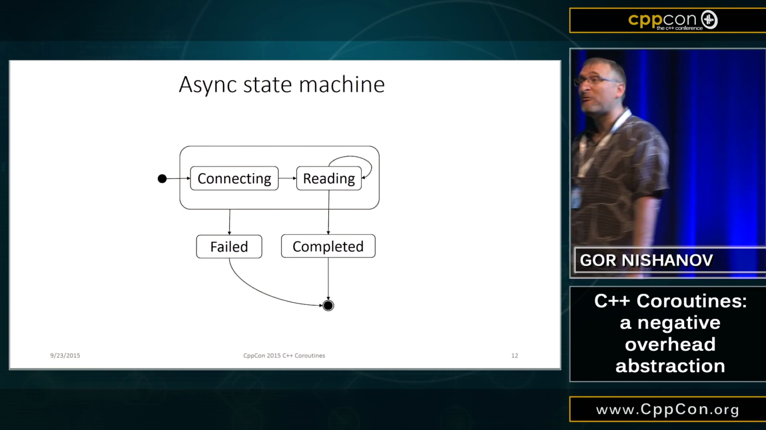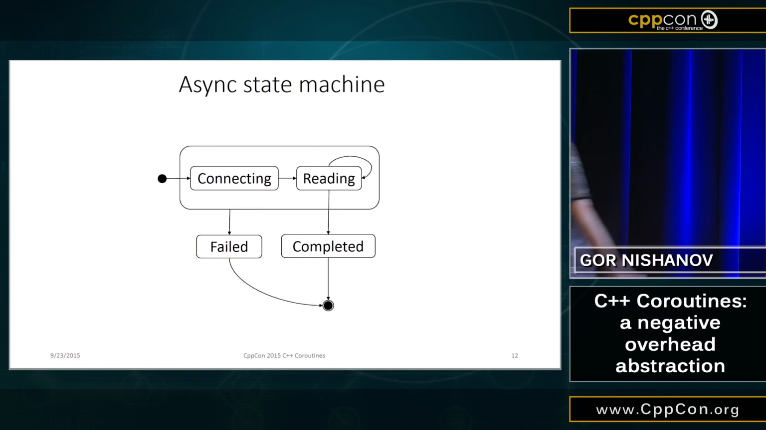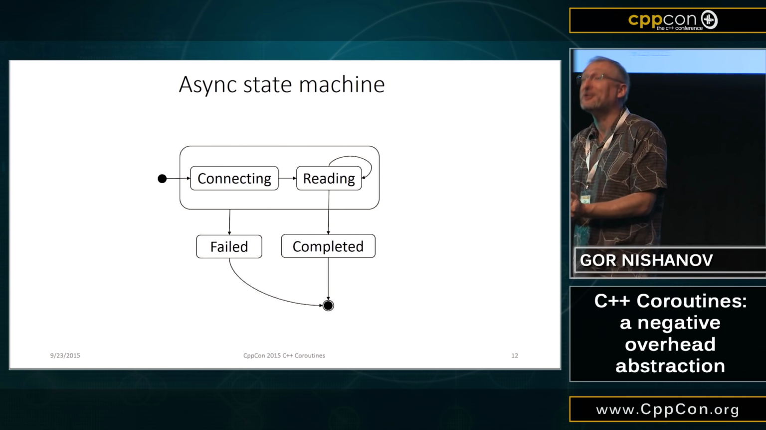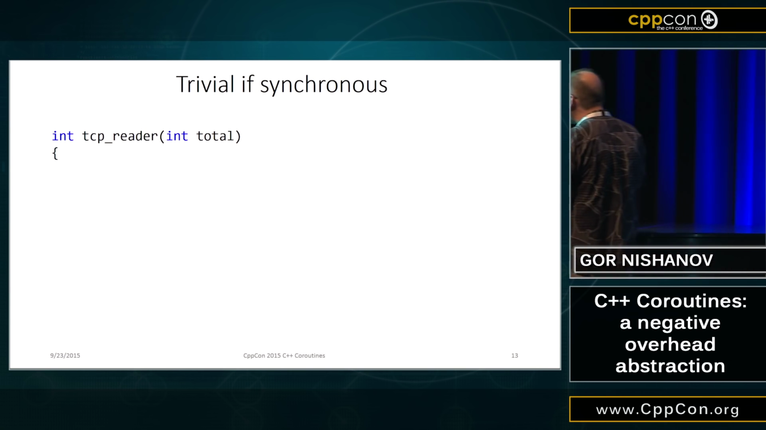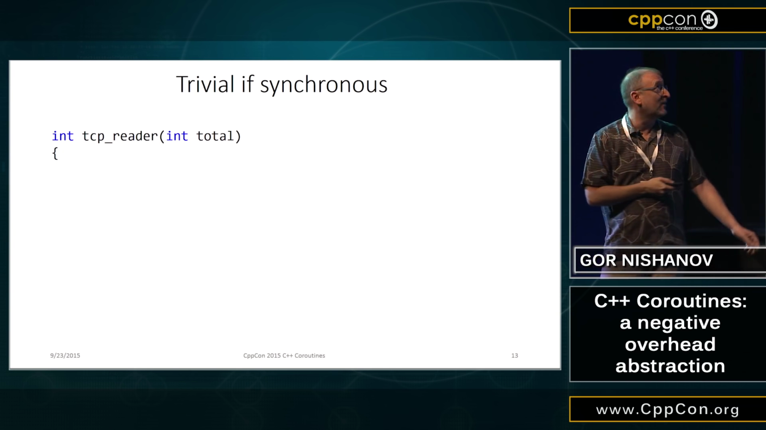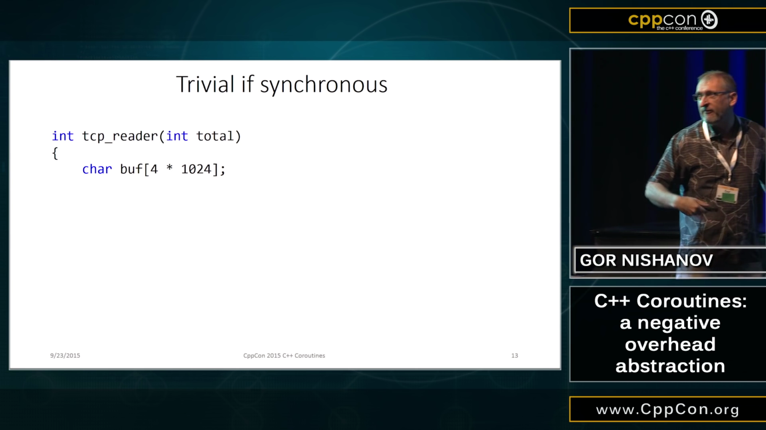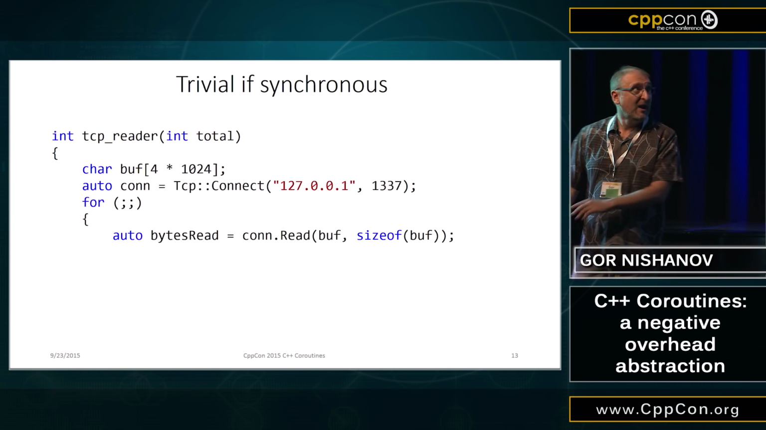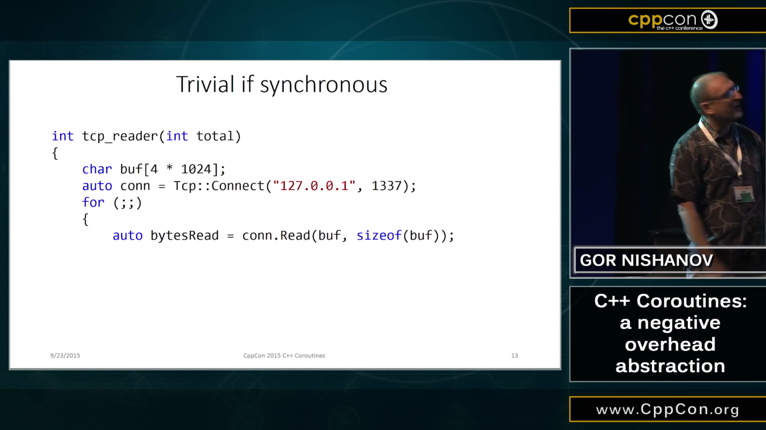Actually, we cannot solve a much simpler problem. Look at the state machine. A problem with a simple description must be simple to write, but it is not. Of course, if it's synchronous, we can write it simply and straightforwardly. We'll say, this is how many bytes you want to read. I need some buffer. I will initiate a connection, and when the connection is done, I will start a loop. I will start reading into a buffer. It will tell me how many bytes it read.